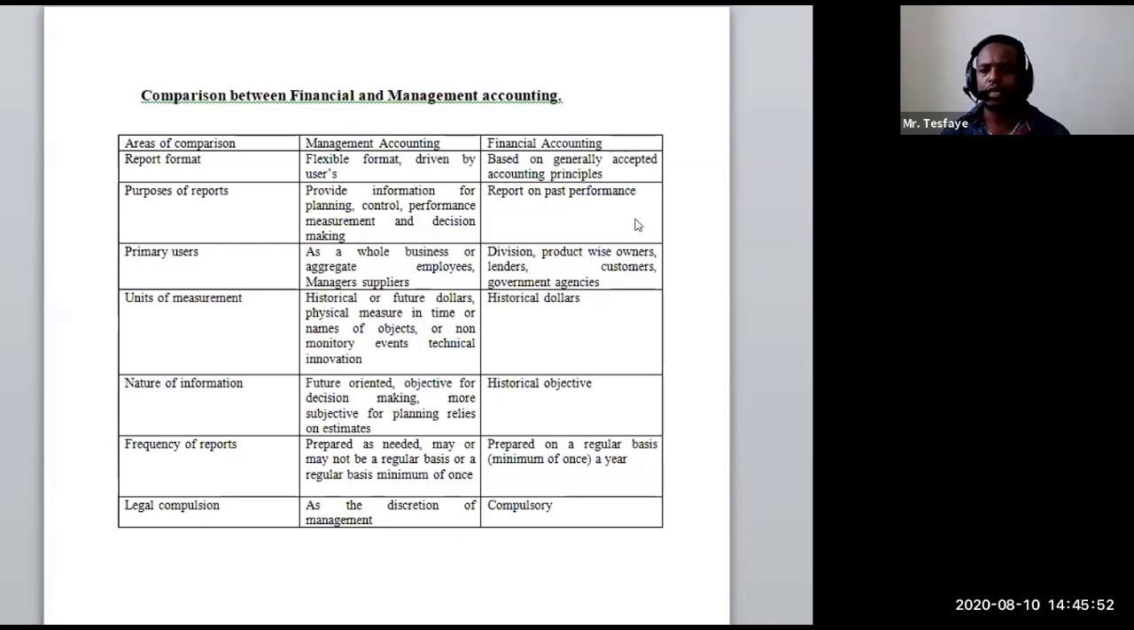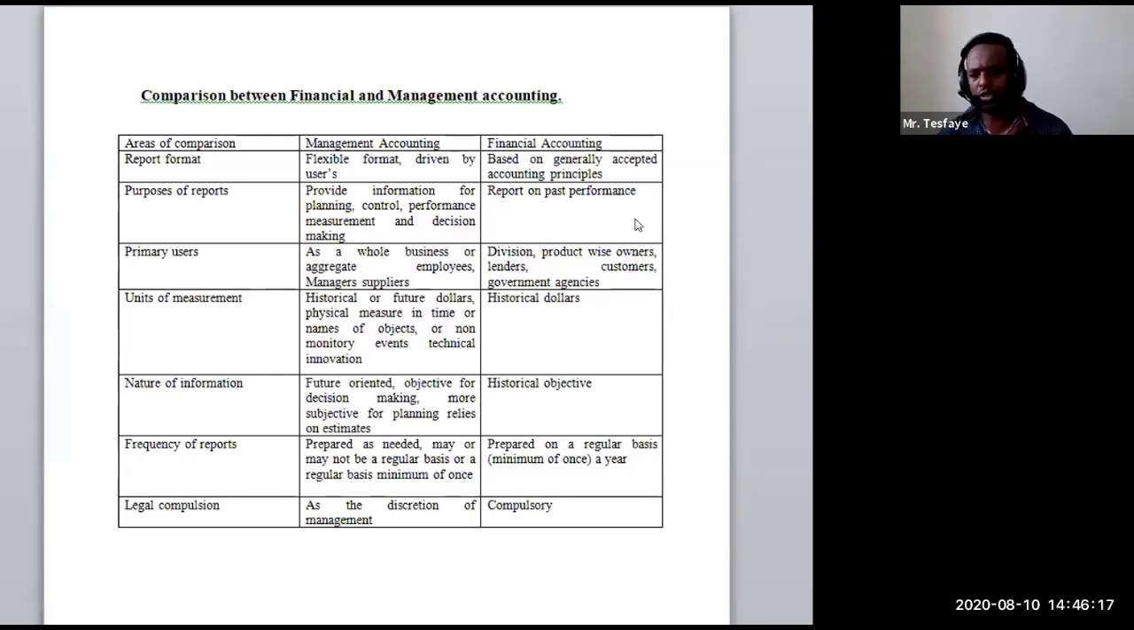The other one is unit of measurement. Unit of measurement for management accounting might be historical, future, other methods might be used. When we come to financial accounting, it is only on historical base. Past data will be used to prepare our statements.